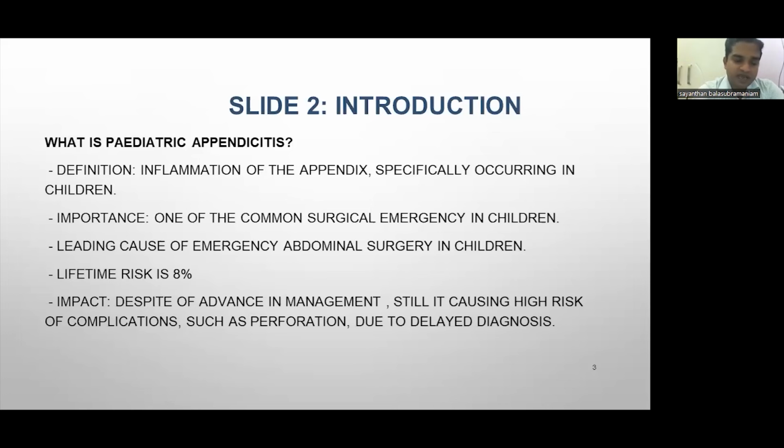Everyone has a lifetime risk of 8%. That is a considerably large number, so anyone can get appendicitis in their life. If we miss the early diagnosis, especially in the pediatric population, they will end up with major complications like perforation and peritonitis, and sometimes long-term complications like adhesions and recurrent abdominal pain. So we need to evaluate these patients as early as possible.